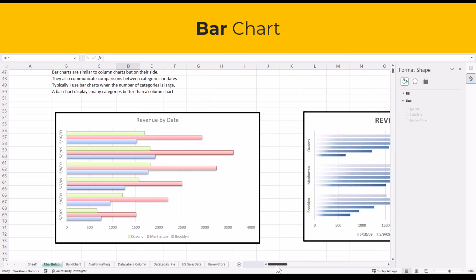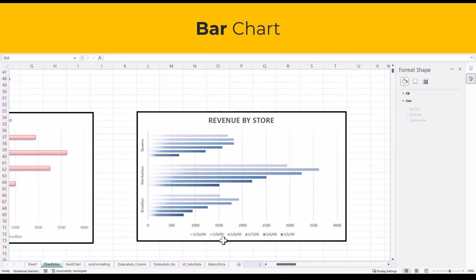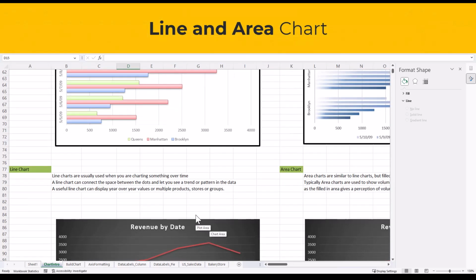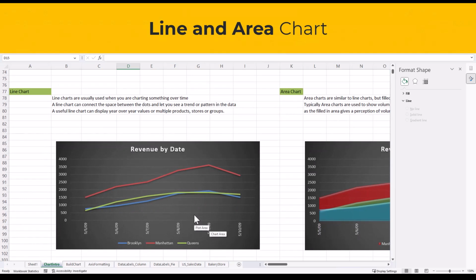And if we scroll to the right, we see, again, a different representation of the revenue. This time it's by store again, and the bars representing each of the dates. One thing to note too is all the different formatting I've put on these charts. We're going to learn how to do all of that in the lessons that follow. And you're going to see it's really not as hard as it might seem. Next, we'll go down and talk about the line chart and the area chart.